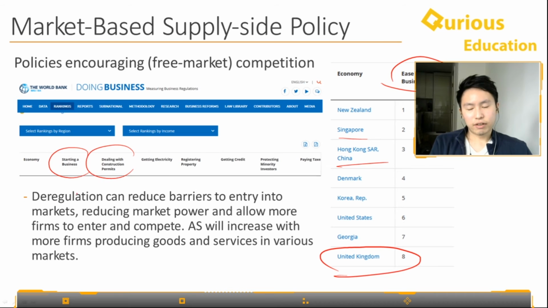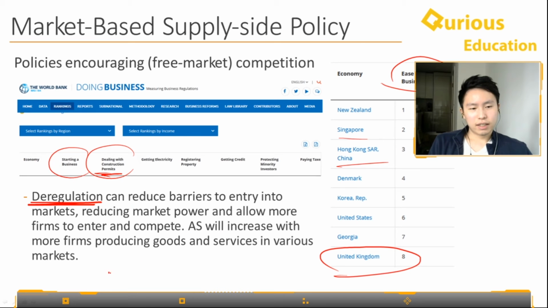So if the government can deregulate or reduce the number of barriers to start a business, or reduce the number of barriers to get these permits, then it should help make doing business easier, and it should help increase the level of investment in the economy and boost the level of GDP in the economy. Yeah.